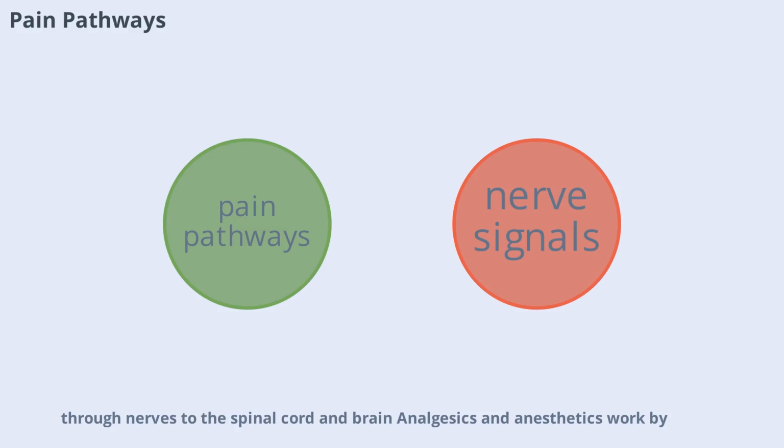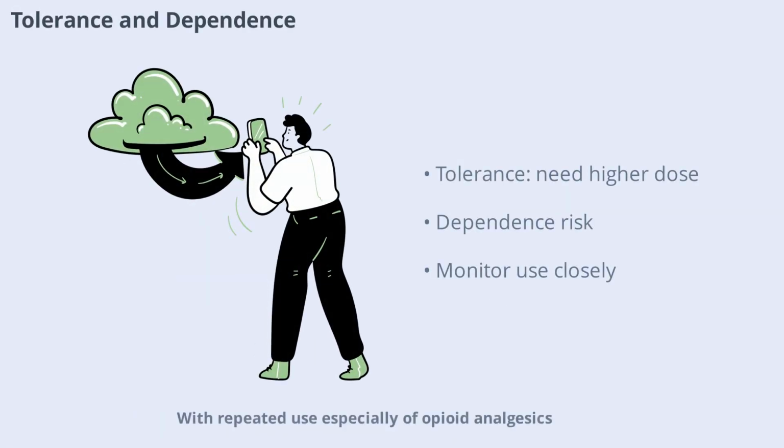Analgesics and anesthetics work by interrupting these pathways at different points. Understanding pain pathways helps explain why some drugs are more effective for certain types of pain and guides treatment choices. With repeated use, especially of opioid analgesics, the body can develop tolerance, requiring higher doses for the same effect. Dependence may also occur, leading to withdrawal symptoms if the drug is stopped suddenly.